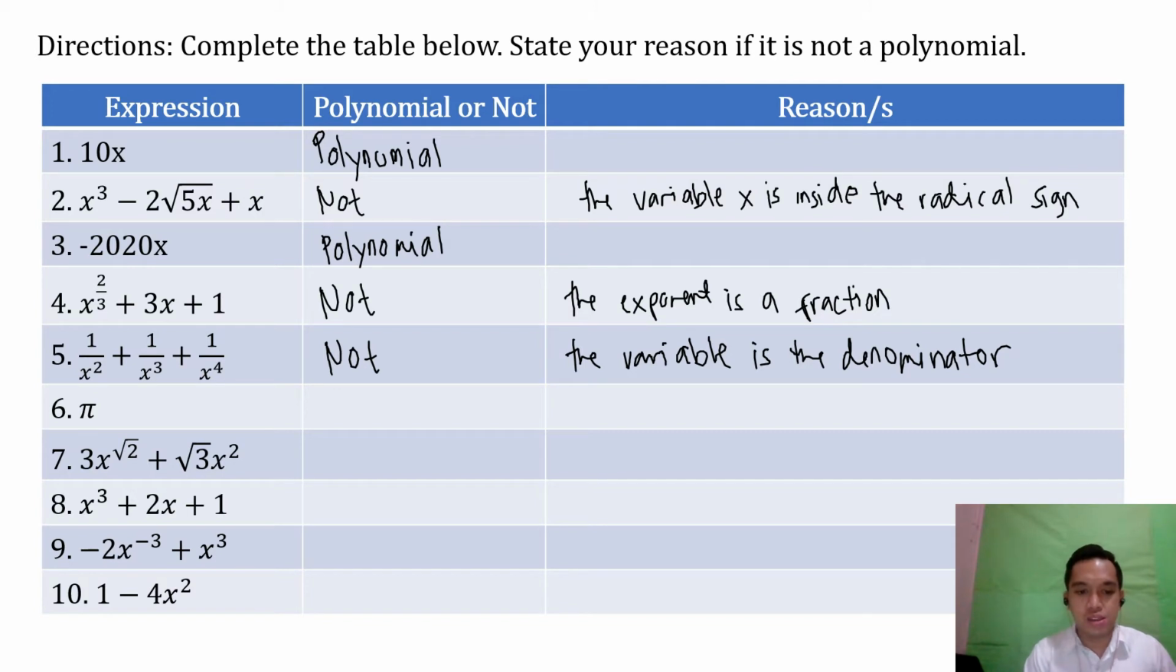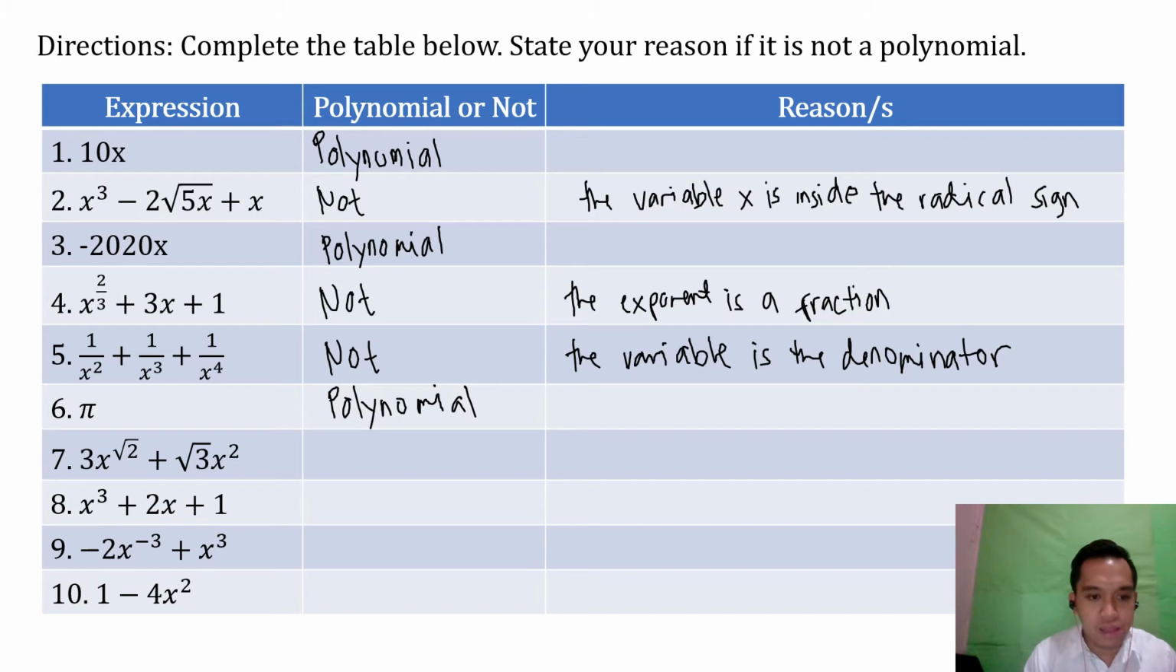Okay? So, number 6, pi. Pi is a polynomial. That is considered a constant. A constant alone or a variable alone can be a polynomial also, a polynomial with one term only, which is called a monomial.